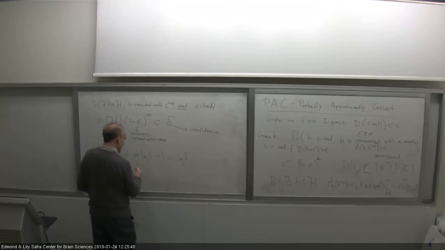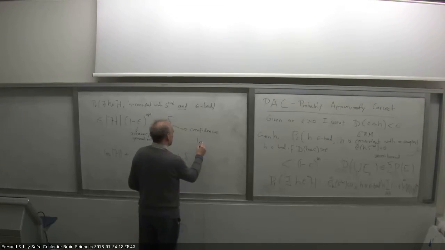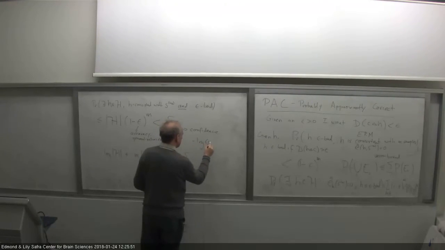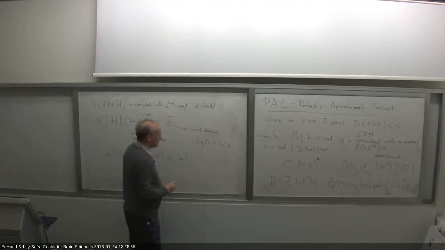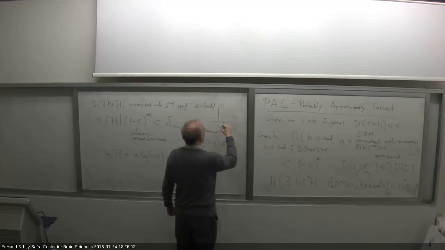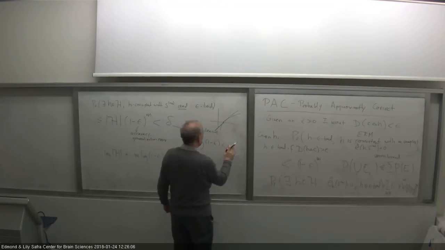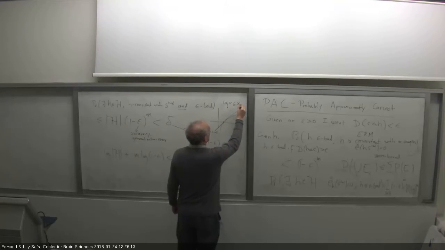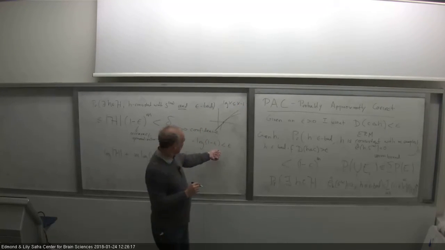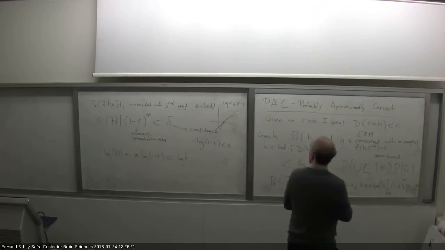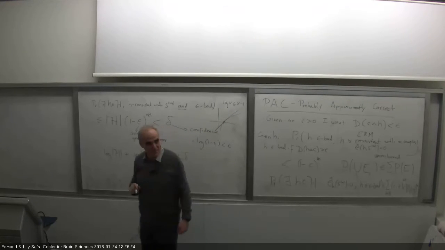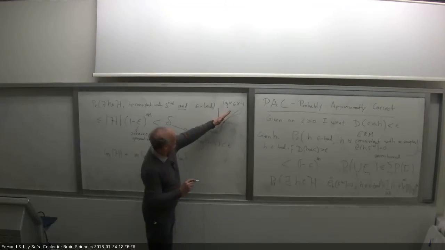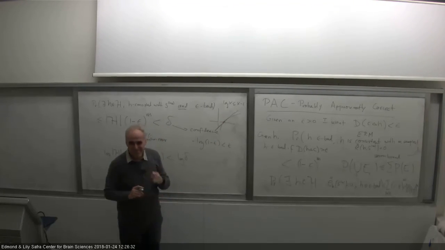minus log of (1 minus epsilon) is less than epsilon. If you don't believe it, draw a log and notice that this line, the tangent, is above it. So log of x is less than x minus 1. Use this and generate this. I'm taking ln, just to make it simpler. I already used this inequality once in the course, if you remember.